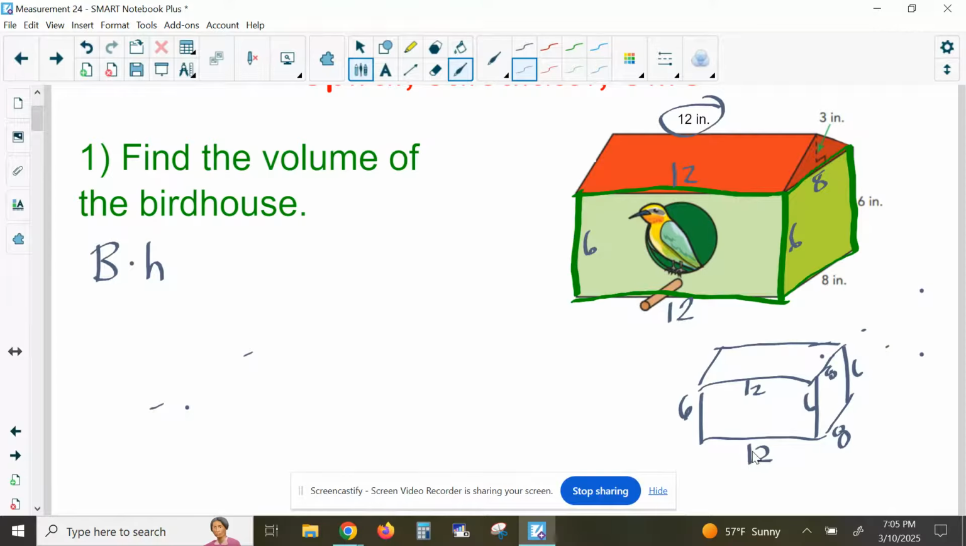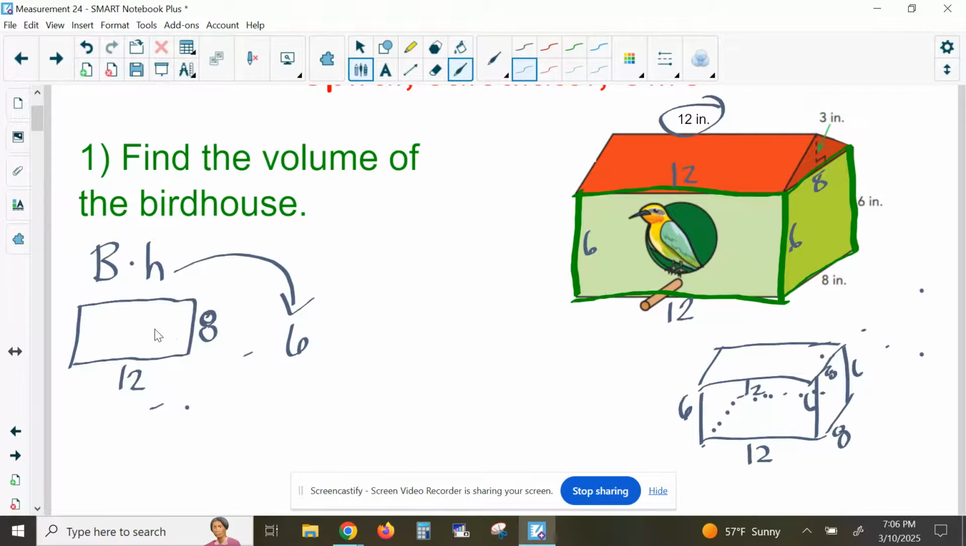So if we look at the bottom of this box, you can see the bottom. It is going back there and across. So the bottom is a rectangle. And if you were to be able to pick this box up and look at the bottom, it's 12 by 8. So that is the big bottom, 12 by 8. And then we want to multiply it by the height. So the height is how tall is the box. So that would be times 6. So our height is going to be 6.